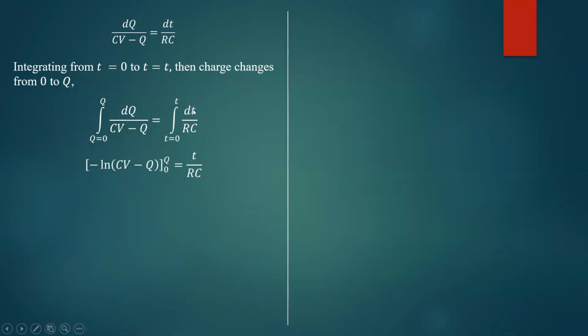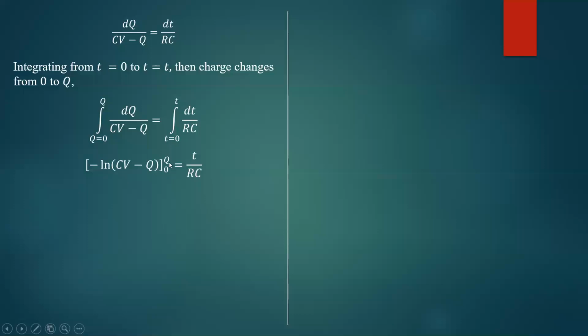What is the integration of right hand side? It is integration of dt is t. R and C are constants. Simply you will get t by RC, because lower limit t is 0. If you put t equal to 0, one term will become 0, another term with t. T by RC is the result of right hand side.